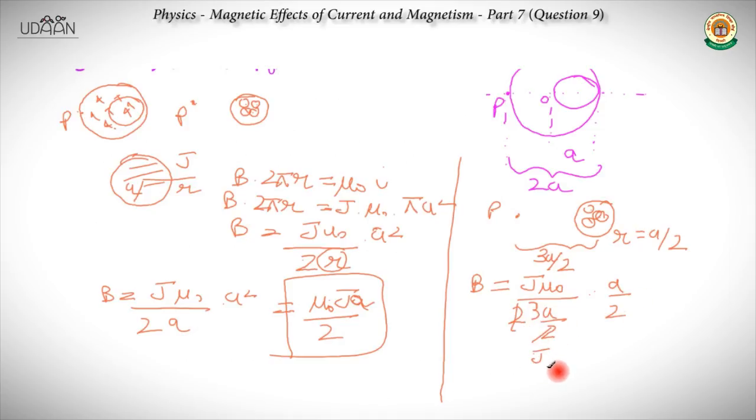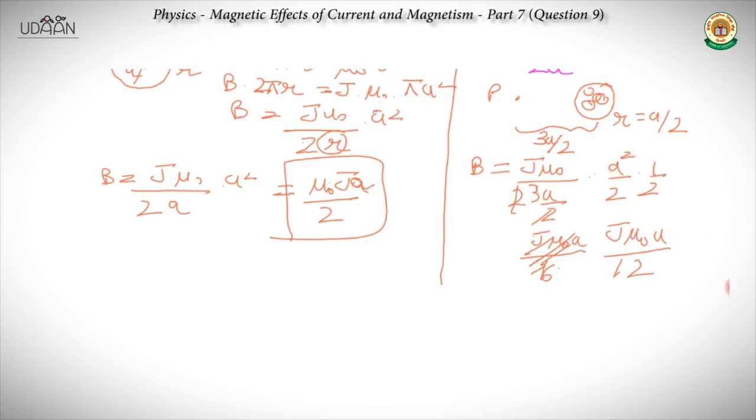We get J mu naught A by 6, A square whole into 1 by 2, because this was A square, it was the radius square. So we get basically J mu naught A by 12.